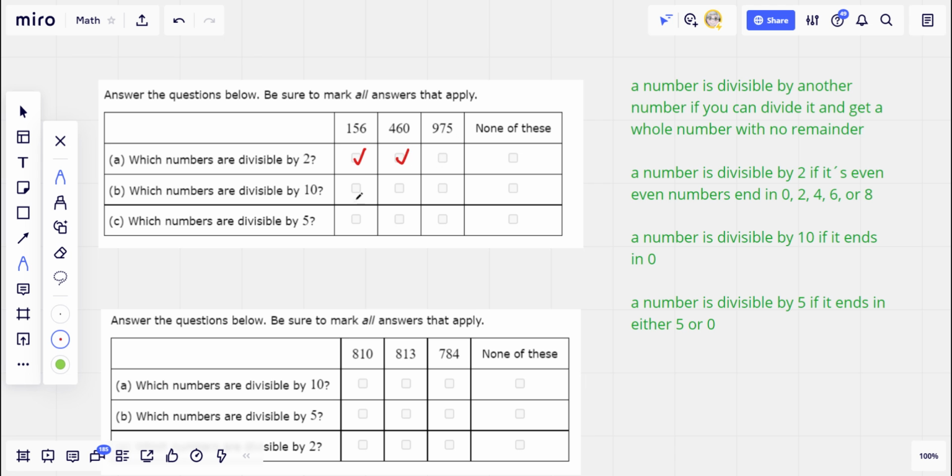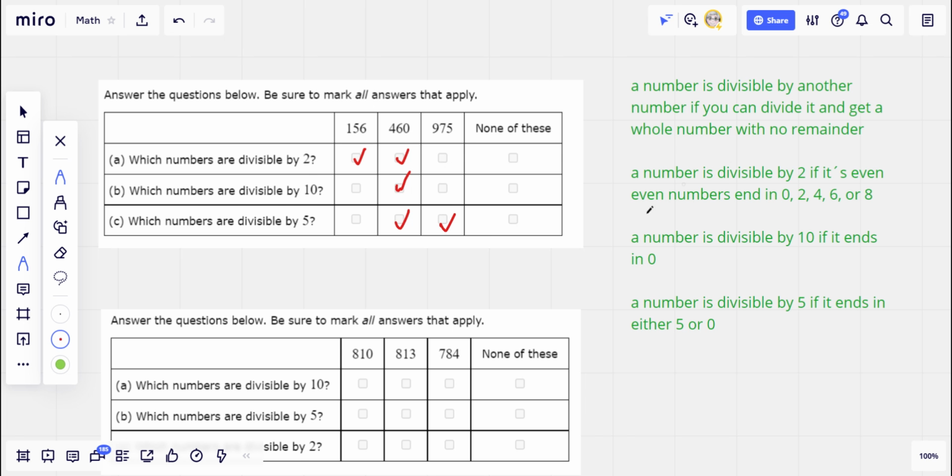All right, next, which are divisible by 10? I'm only looking for ones that end in 0, so not 156, but 460, yeah, that ends in a 0. And 975, no. And now those divisible by 5, I'm looking for zeros or 5s in that last digit. 156, no, but 460, yes, ends in 0. And 975, yes, ends in a 5.